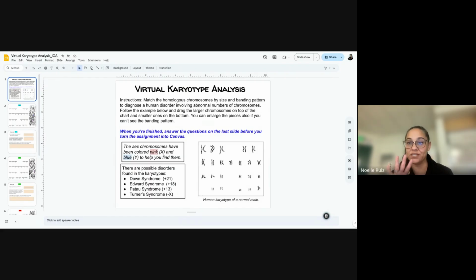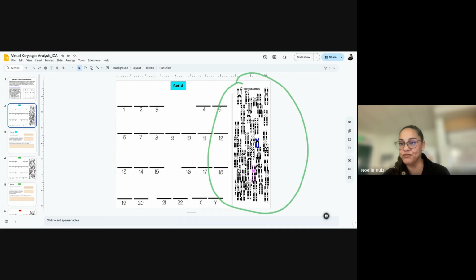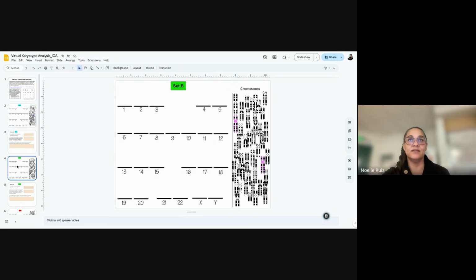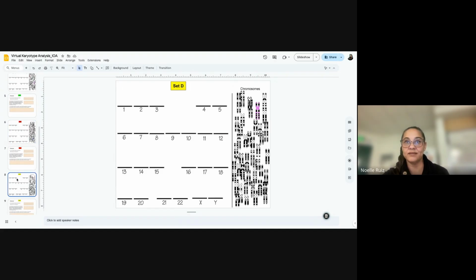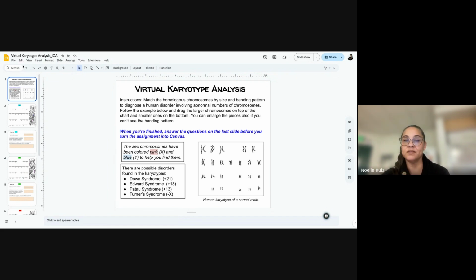When you're finished, you're going to answer the questions on the last slide before you turn the assignment into Canvas. Now, there are 4 sets of these. I only want you to do 2. So if you scroll through it, you'll see set A has a big clump of chromosomes over here. It's basically going to be your job to unscramble those chromosomes and match them. And if you do set A, there's also questions about set A. There's set B, same thing. Set C, same thing. Set D. Okay? Like I said, I want you to do 2 of these.